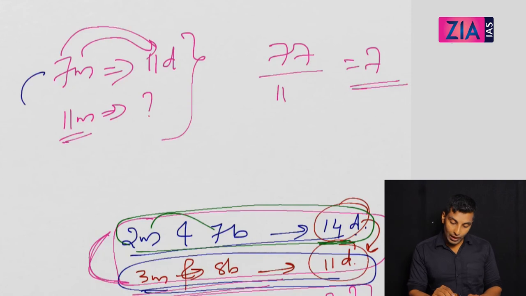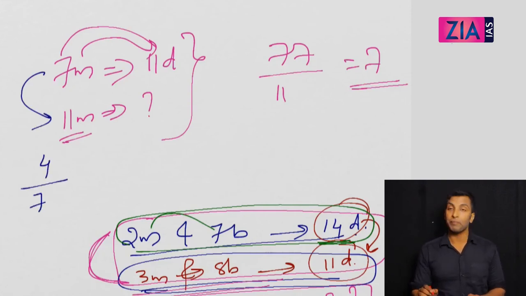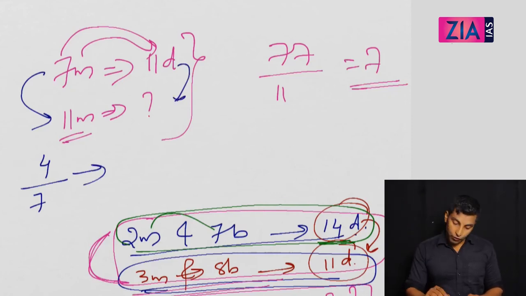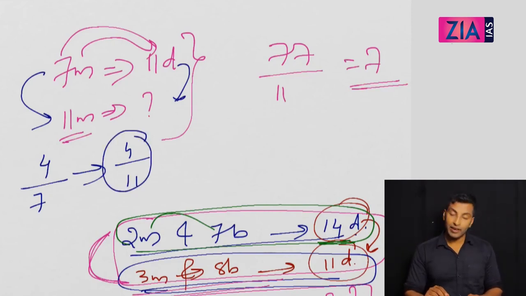See, 7 to 11 there is an increase. What is the increase? 4 is the increase on top of 7. Okay, so there will be a decrease here. What will be that decrease? 4 by 4 plus 7. That means 4 by 11. So 4 by 11 decrease will be there. So what is 4 by 11 of 11? That is 4. We can write it as 4.